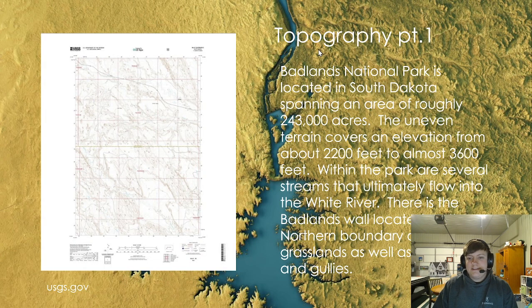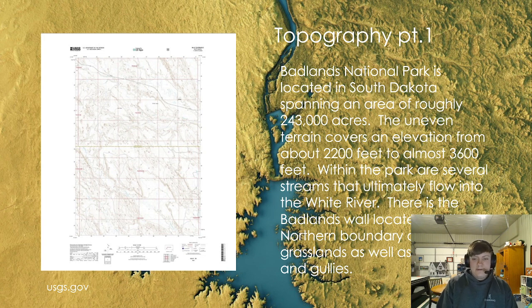Badlands National Park is located in South Dakota, spanning an area of roughly 243,000 acres. The uneven terrain covers an elevation from about 2,200 feet to almost 3,600 feet. Within the park are several streams that ultimately flow into the White River. There is the Badlands Wall, located on the northern boundary of the park, grasslands as well as canyons and gullies.